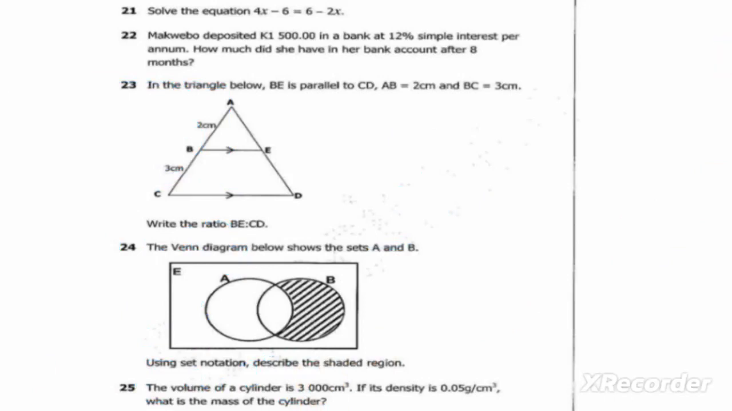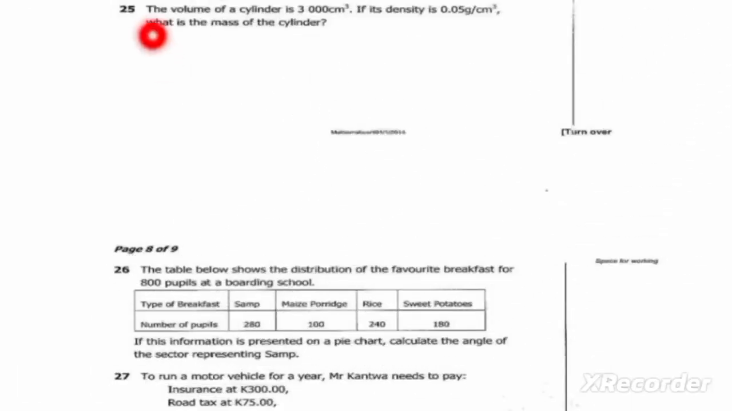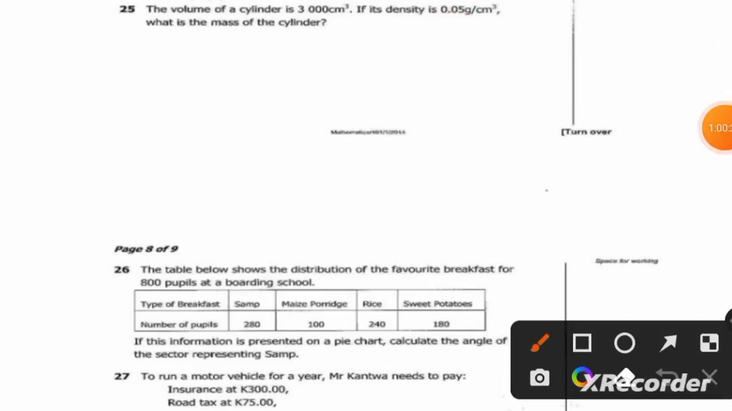Which is question 25. Question 25 reads: the volume of the cylinder is 3000 cubic centimeters. If its density is 0.05 grams per cubic centimeter, what is the mass of the cylinder? So the first step that we are going to take here is to write down the formula.